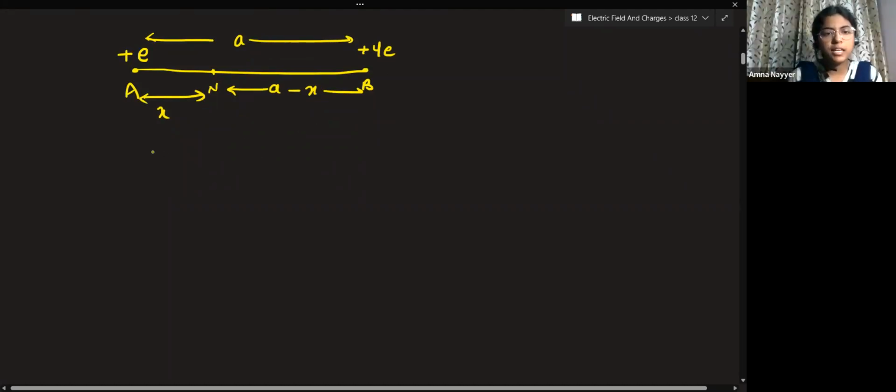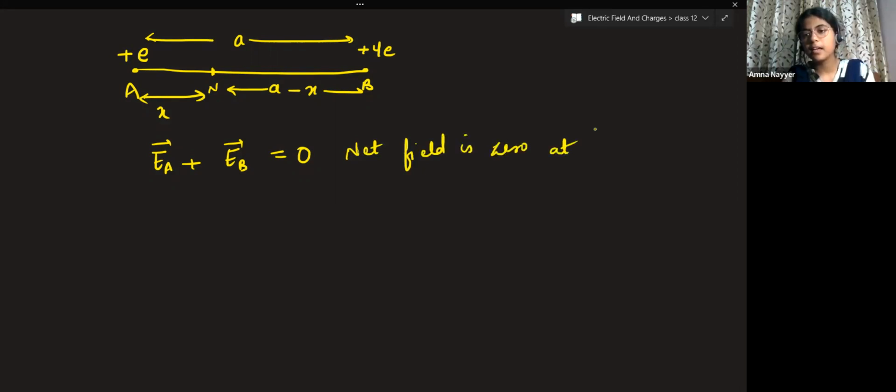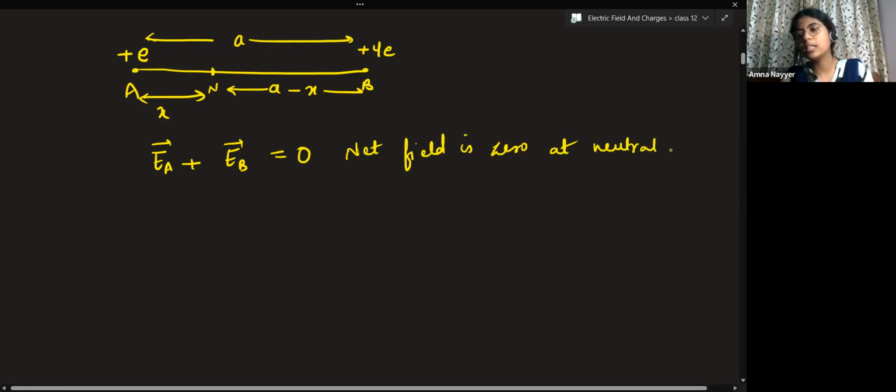So see, if EA is the electric field generated at this point because of point A, and EB is the electric field generated at this point N because of B, which is plus 4E, the sum of both of these is 0. Why? Because net field is 0 at the neutral point.